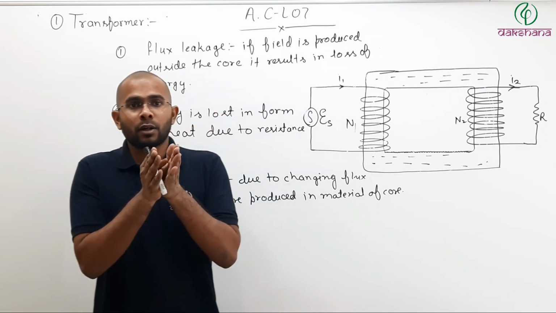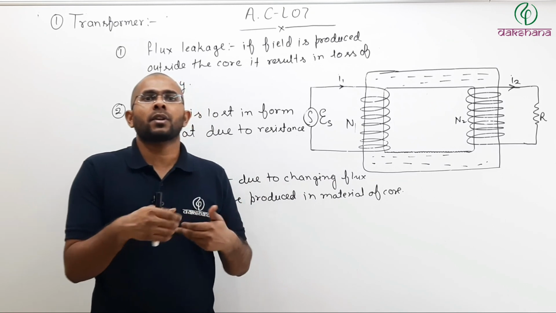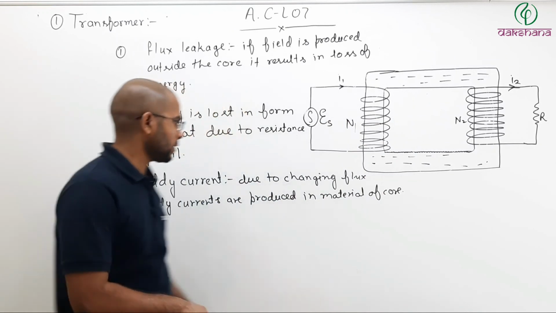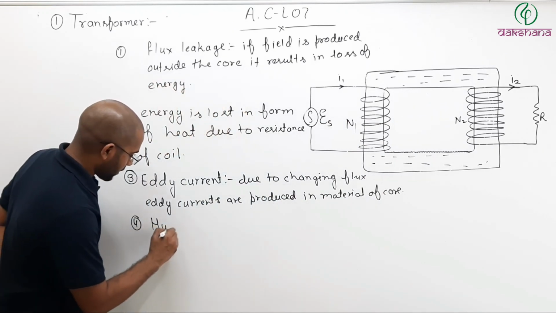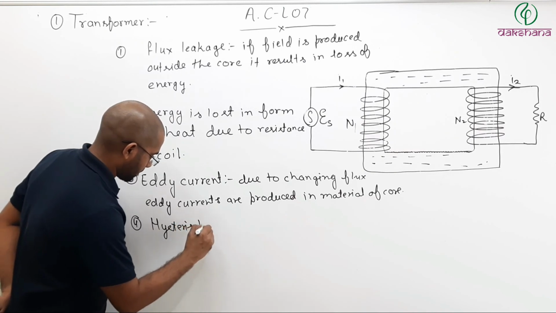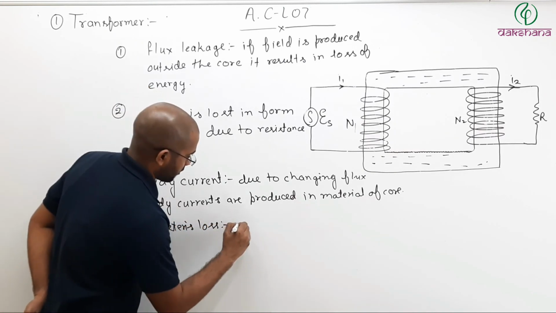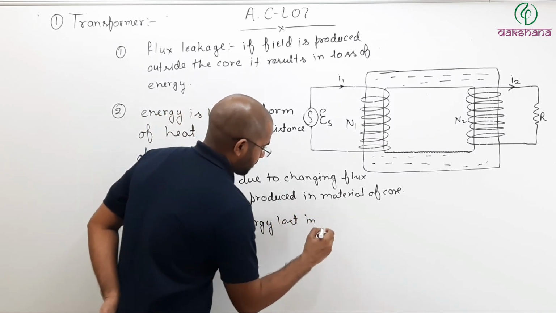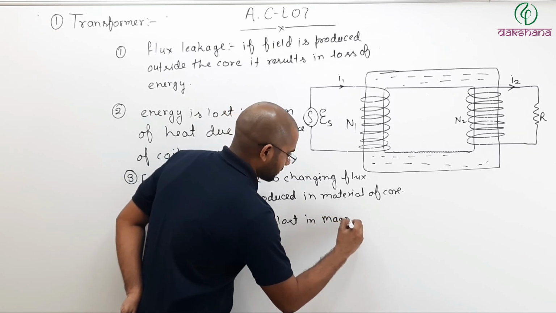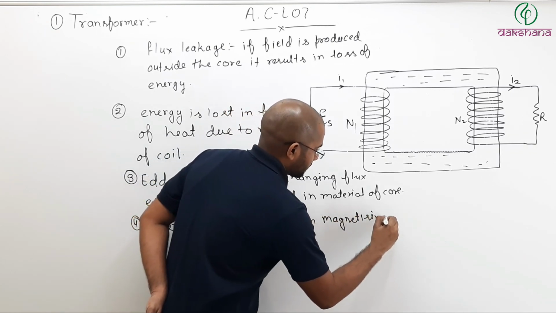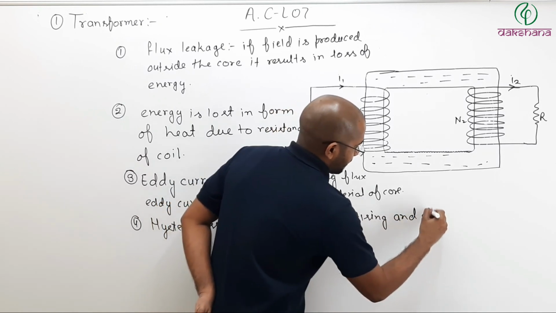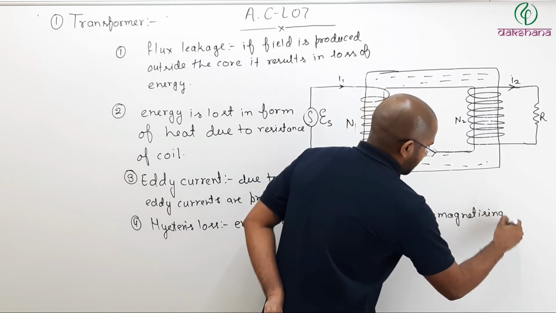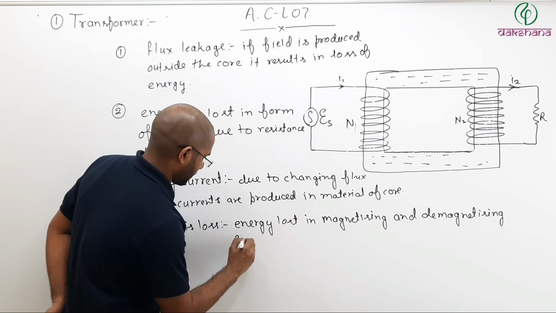Because in order to get magnetized and demagnetized, some amount of energy is lost to magnetize and demagnetize your soft iron core. So you can write: hysteresis loss. Energy is lost in magnetizing and demagnetizing the soft iron core.